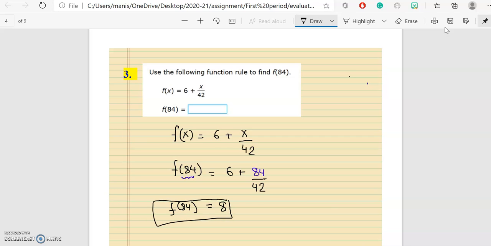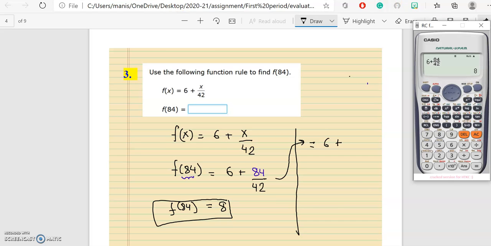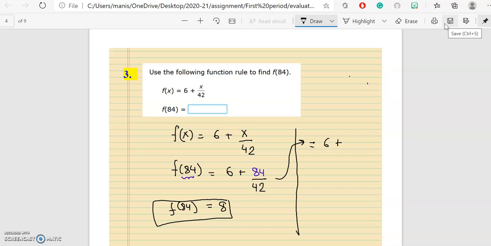Now second method. After this step, it says 6 plus. You will divide 84 by 42. Again, either you can do mental math or you can use a calculator for this. So it is your 84 divided by 42. So my answer is 2. So I'll write over here 2. So what is 6 plus 2? 6 plus 2 is 8. So it gives you the answer by the second method. Whichever method you prefer, you are free to use that method.